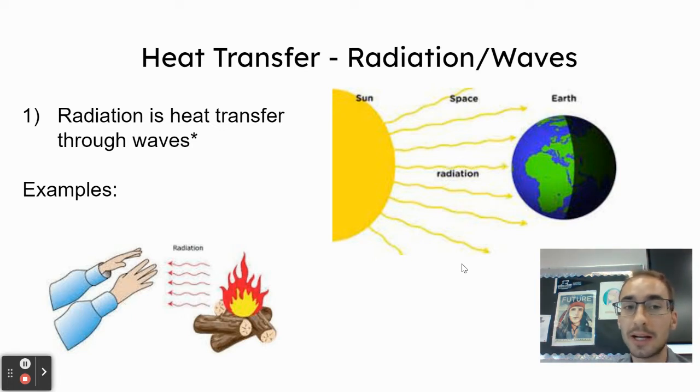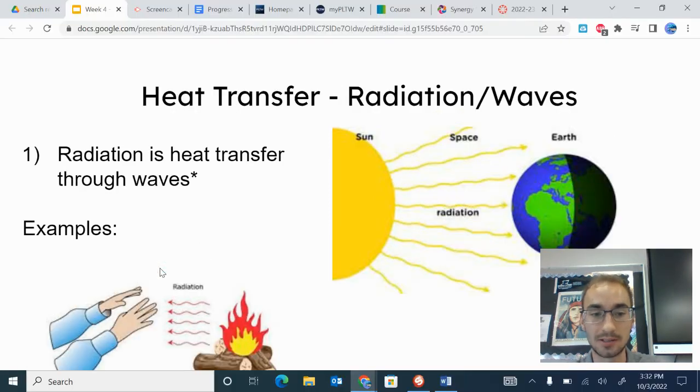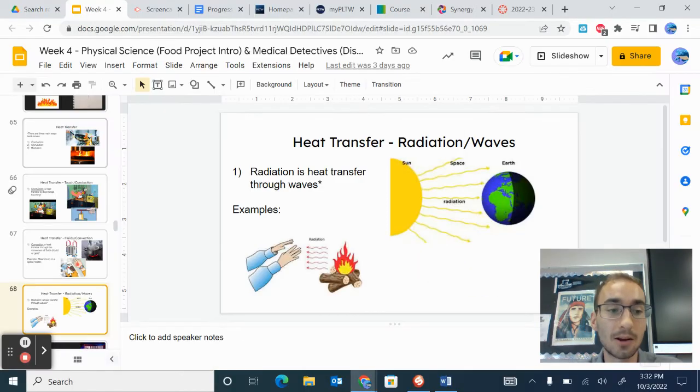Last one is radiation. Radiation is heat transfer through waves. So a common example is the sun. The sun heats up the earth through radiation, through ultraviolet radiation, and then also like a fireplace from far away. If you're not touching the fire, then it's going to be radiation that's heating you up.